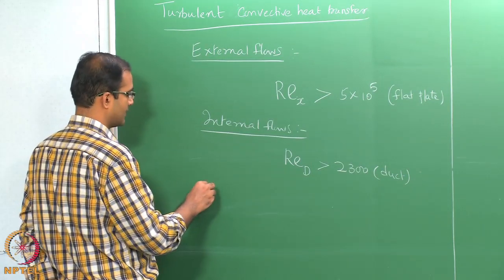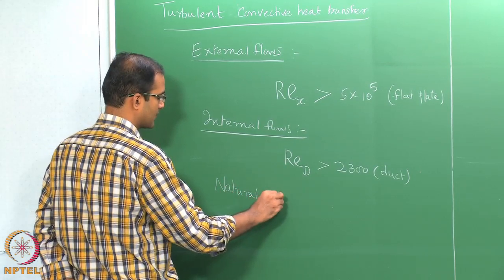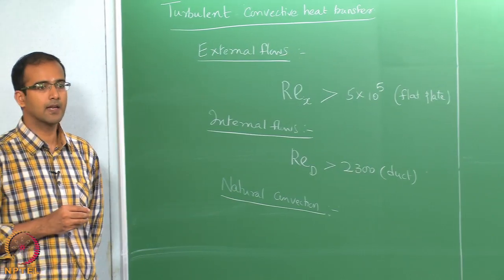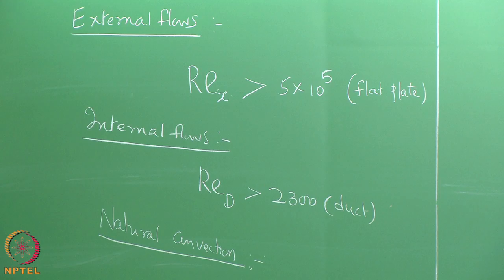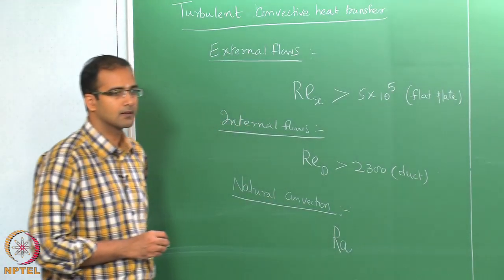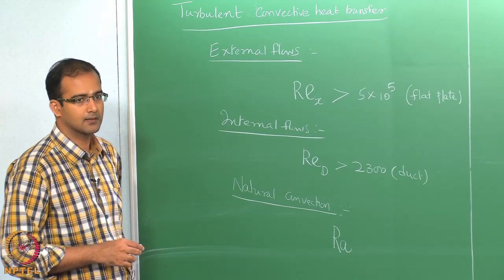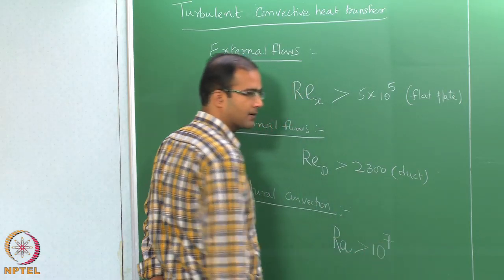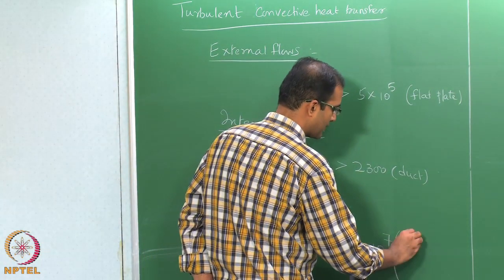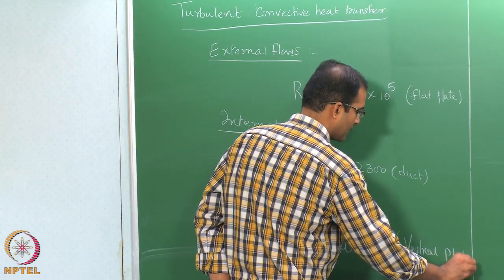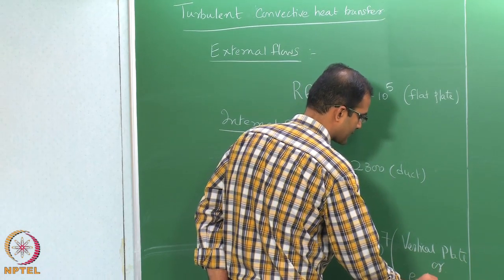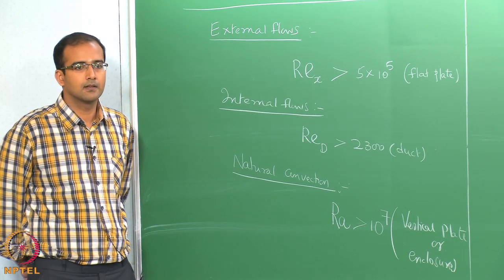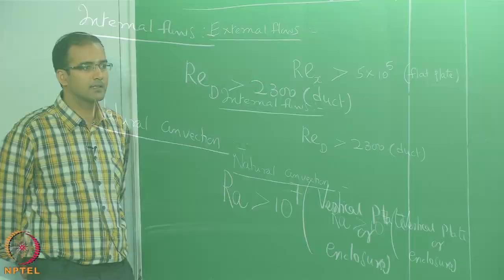And what about natural convection? How do we classify? What will be the parameter? We can either use the Grashof number or the Rayleigh number. Generally people use the Rayleigh number, which is the product of Grashof and Prandtl number. If you take the case of a flat plate or a cavity, an enclosure, typical values of Rayleigh number greater than 10 power 7 are classified as turbulent. This could be a vertical plate or an enclosure, a cavity, in natural convection. That is why in the project I have asked you to work at Rayleigh numbers less than 10 power 7; up to 10 power 6 it is still laminar.